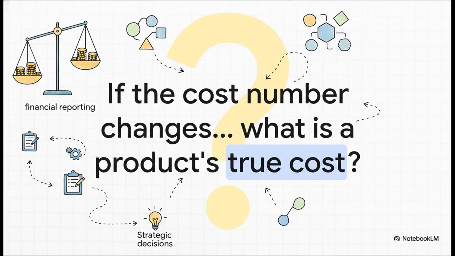Which leaves us with this final, kind of provocative thought, doesn't it? If the right number for a product's cost changes depending on the question you're asking, one number for your official reports, but a totally different way of thinking for a strategic decision, then what does the true cost of a product even mean? Maybe cost isn't one single solid number after all, but a tool, a concept, that we shape and change to help us make better decisions.